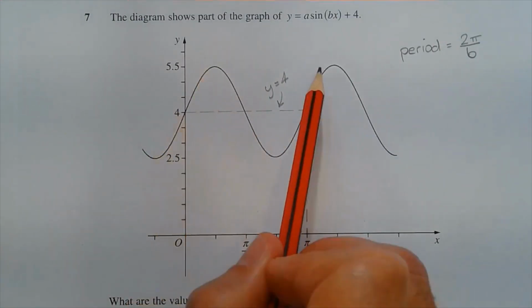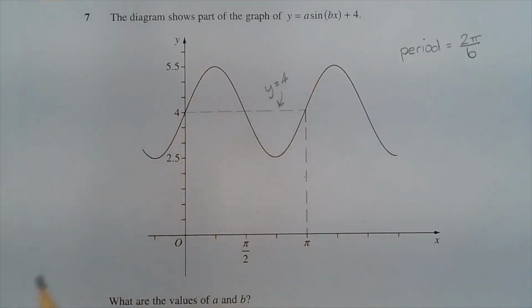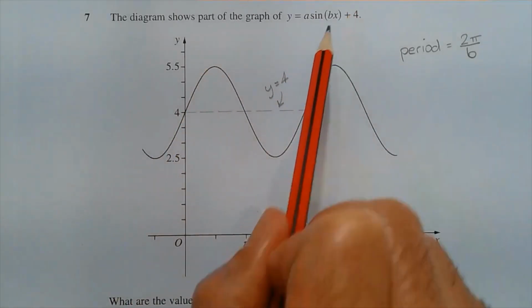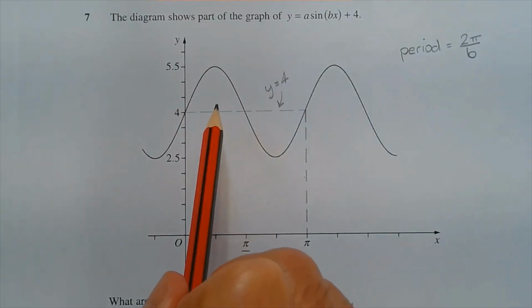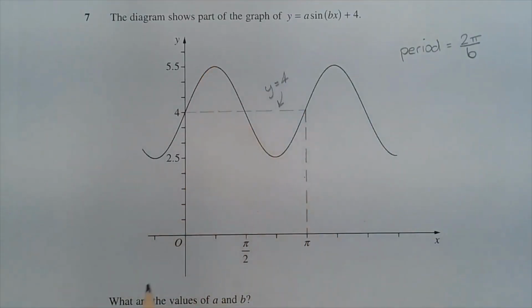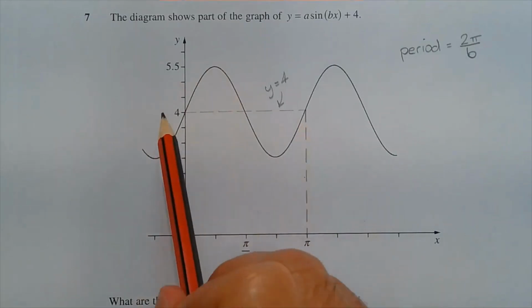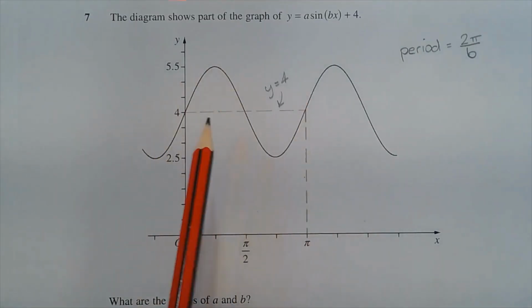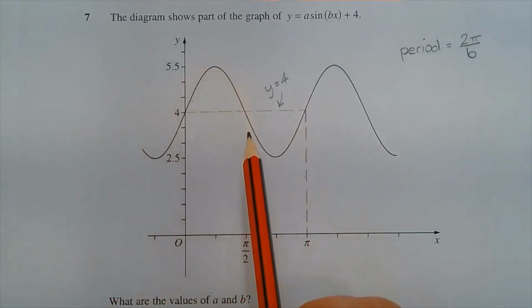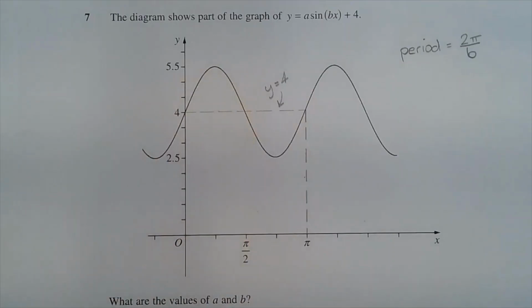Now in this case, the line of centre is y equals 4, and that comes from this part of the function here. And the distance from the line of centre to the peak, or the trough in this case, 4 to 5.5 is 1.5. So a equals 1.5. Now the period of this sine curve is pi radians. So that's the horizontal distance for the sine curve to complete one full cycle.